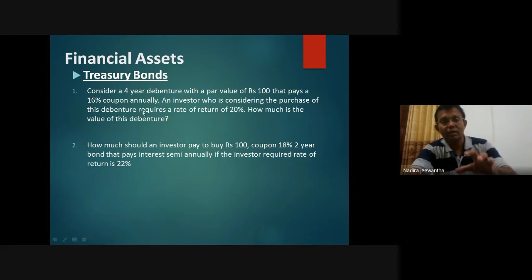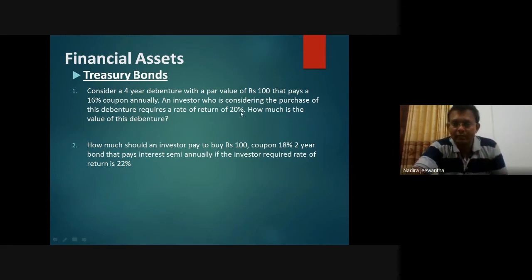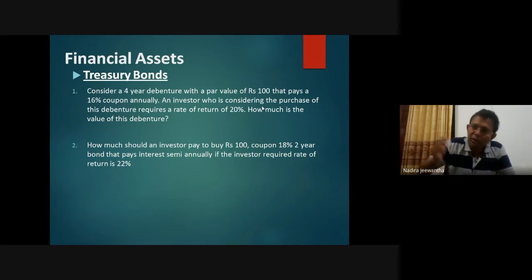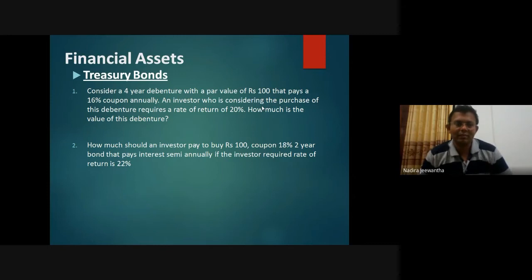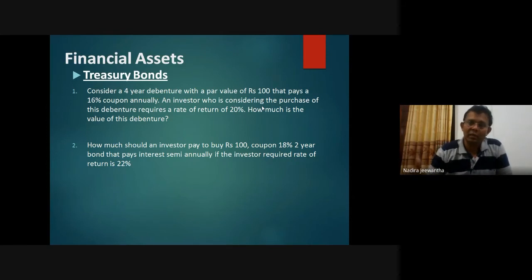Here, the coupon is paid annually. An investor who is considering the purchase of this particular debenture requires a rate of return of 20. Now see, there is a debenture with a remaining maturity of 4 years. Remember, if somebody gives you the original maturity, don't worry about it, because we need the remaining maturity. Here, the remaining and original maturity are the same, and we have not been given the original. So it is a 4-year debenture with a par value of 100 in Sri Lanka.